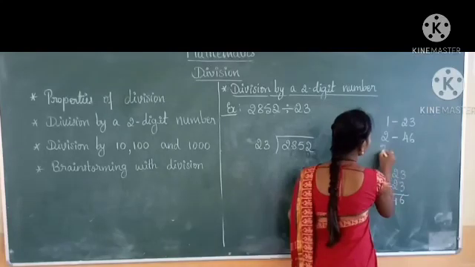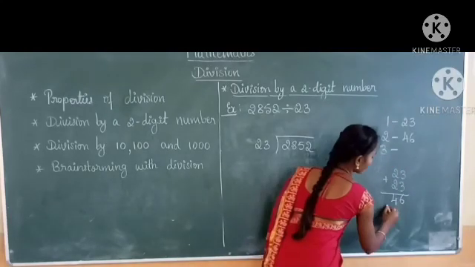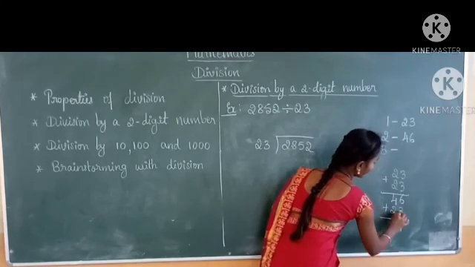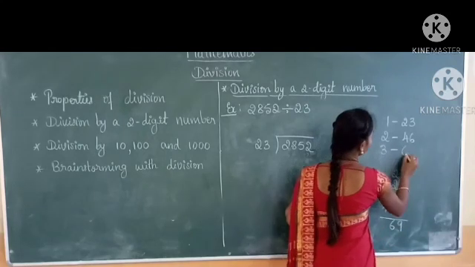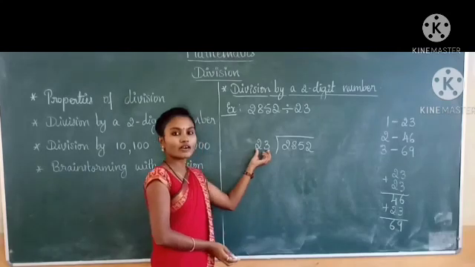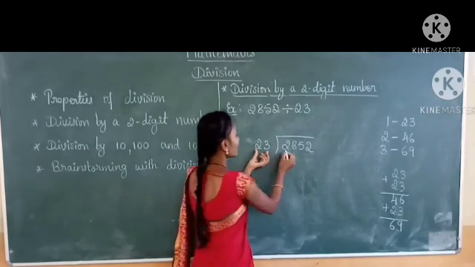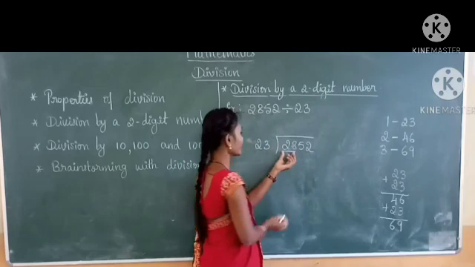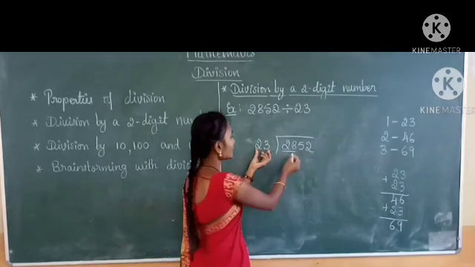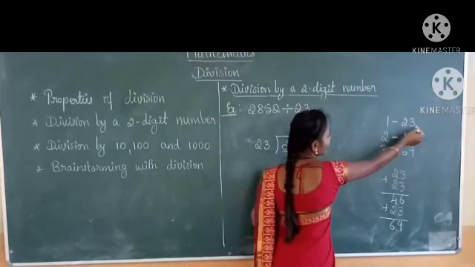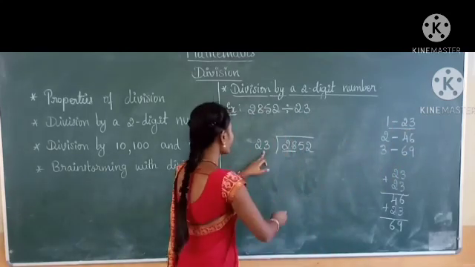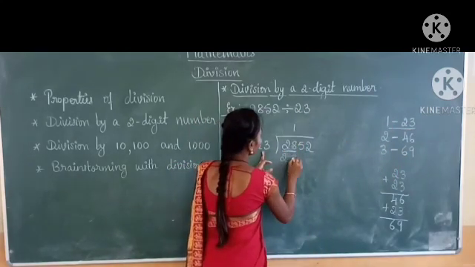And 23 threes are how much? That is 46 plus 23. That is 6 plus 3 is 9, 4 plus 2 is 6. 69. 23 threes are 69. So here we are dividing by 2 digits. Therefore take 2 digits only. That is 28. This 28 is bigger than 23. So we need 28. Is there 28 here? No. Less than that 23 is there. Therefore take that. 23 ones are 23.